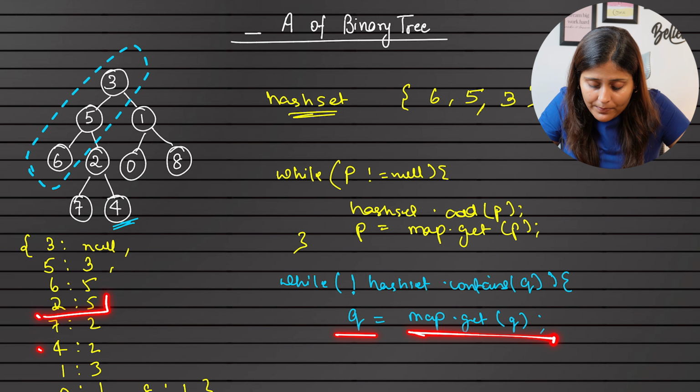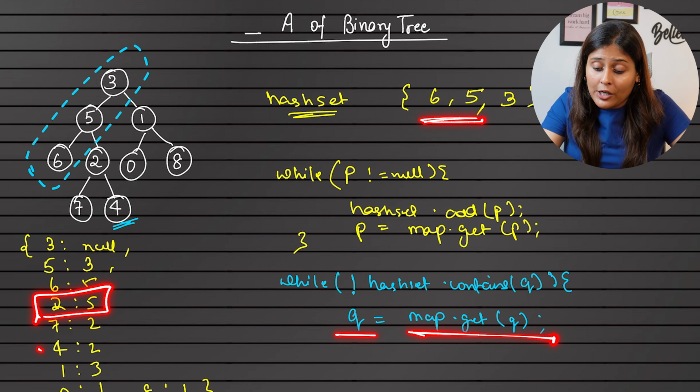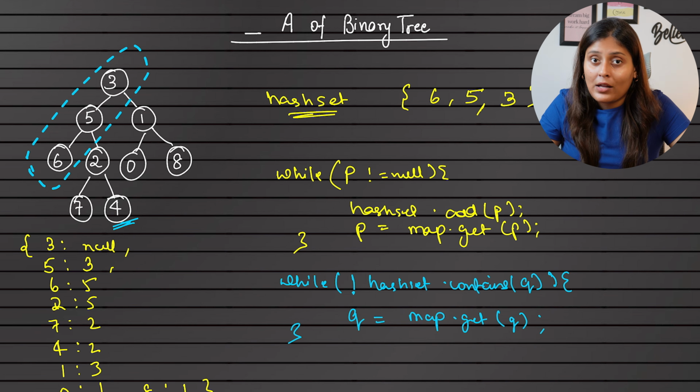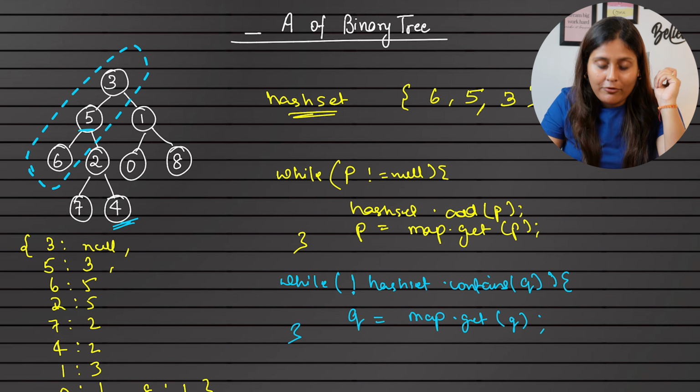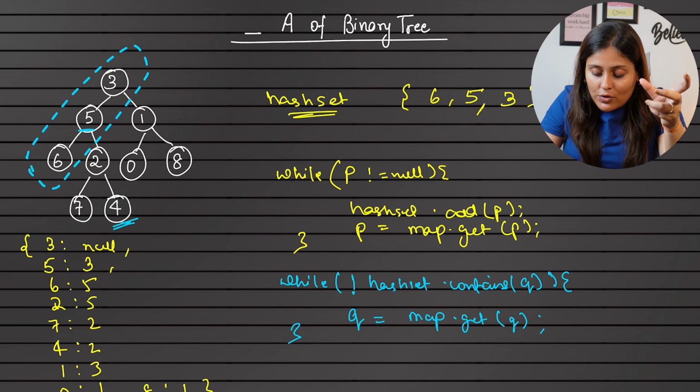Parent of 2 means 5. Is 5 there? Yes, 5 is there. So wait, stop, come out. Now what is the Q value? Can I say Q value is 5? That's the common one. So basically Q was the expected answer, so return Q.